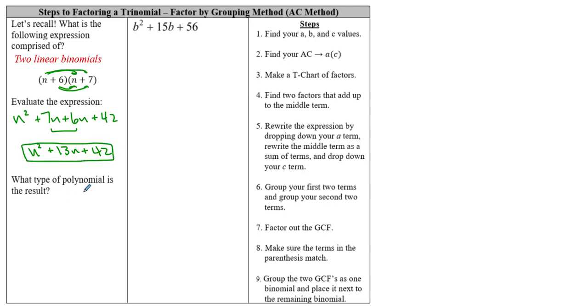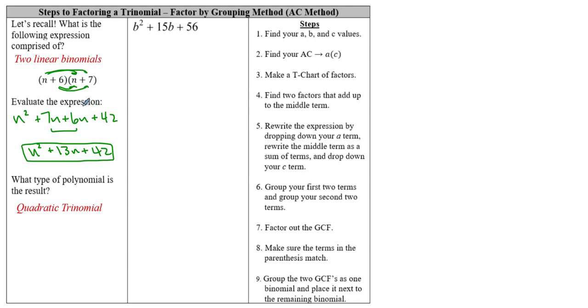And if you look down below, it is asking what type of polynomial is the result. And you might have said it in your head already. Boom, it is a quadratic trinomial. We have a quadratic because we got that exponent of 2, and then we have 1, 2, 3 terms. All right, so I got this, our quadratic trinomial here.